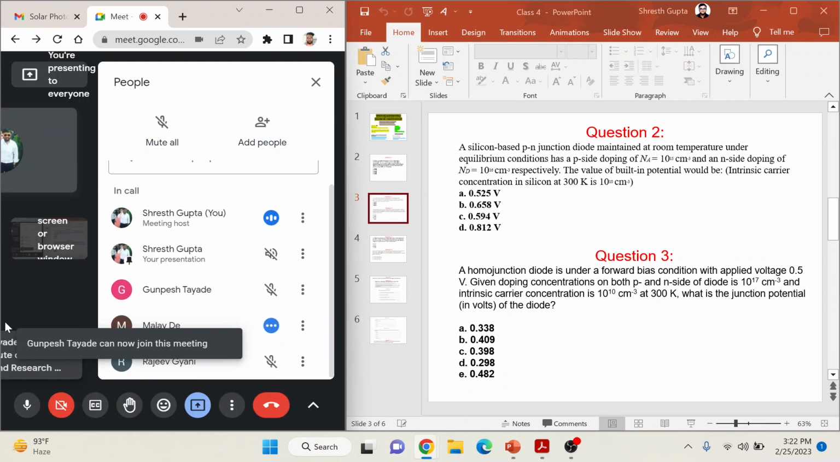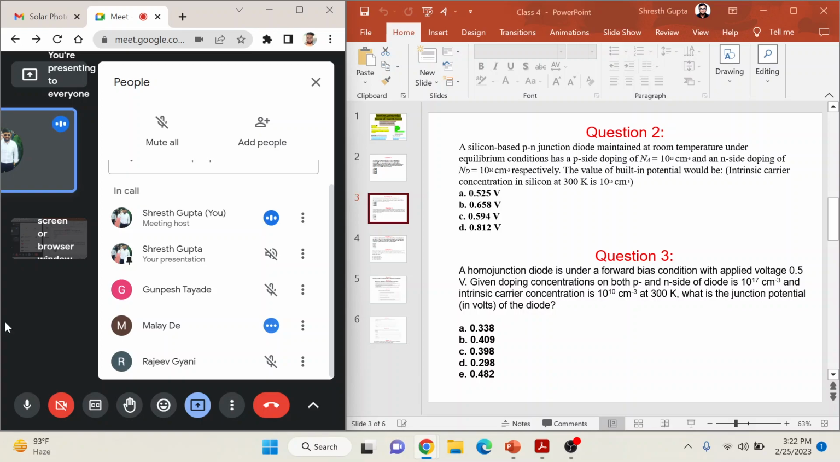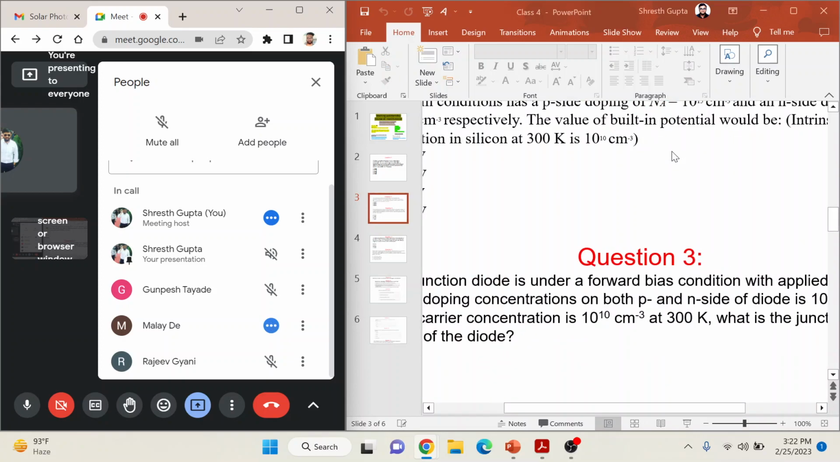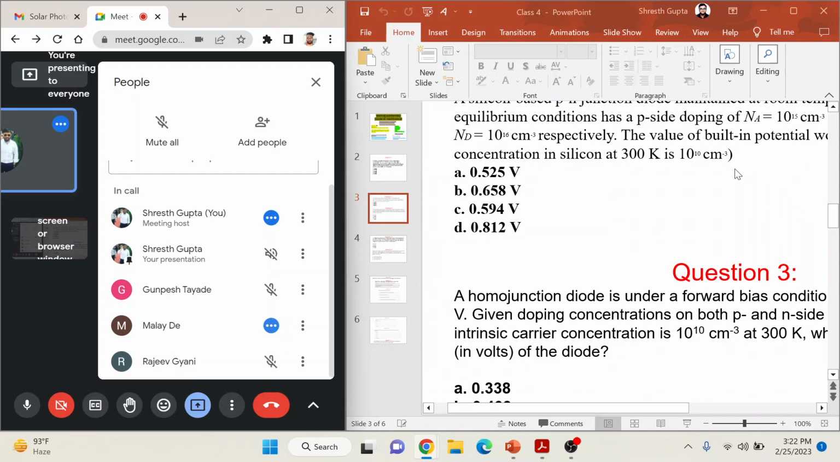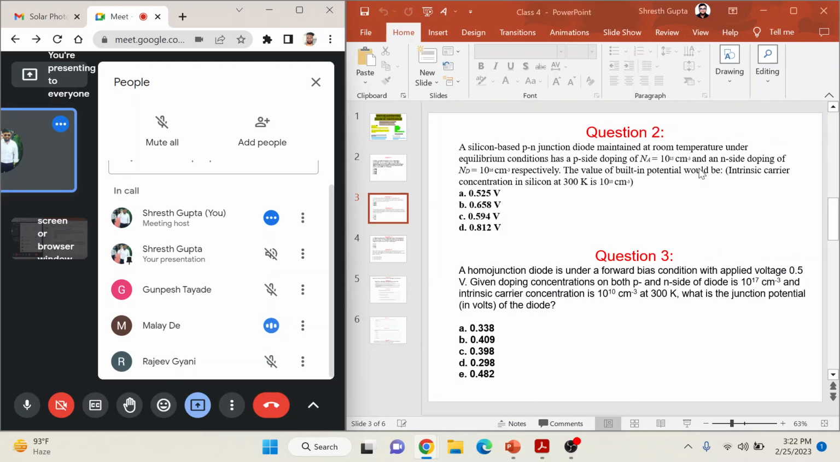Ganpesh, we are solving this question. Question number two. What is the value of Na? Let me see, Na and Nd, just tell me the power of 10. 10 to the power 15 and 10 to the power 16, and the intrinsic concentration is 10 to the power 10, and 10 to the power 10.